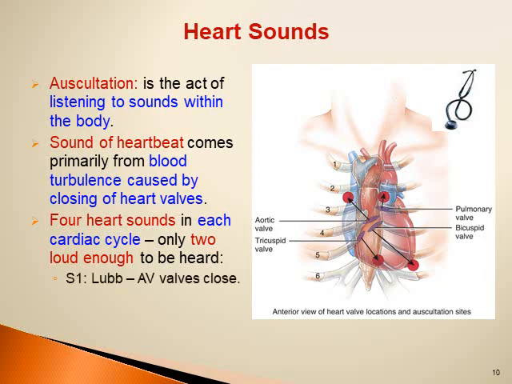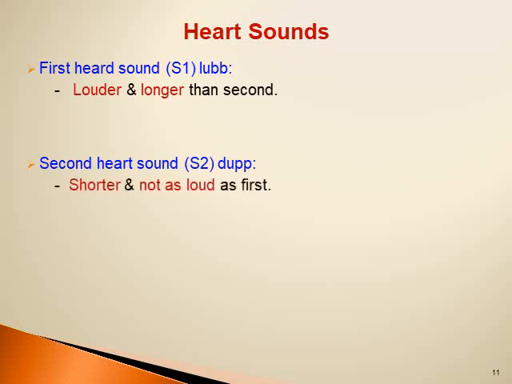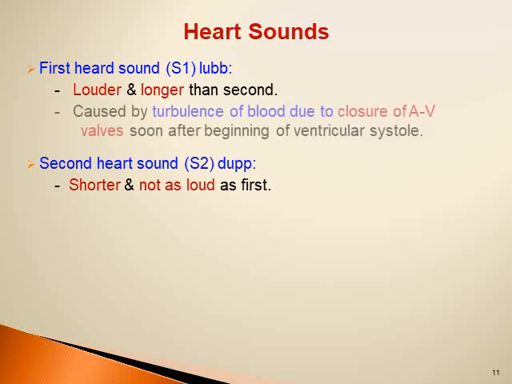The first heart sound, which is heard as the sound of lub, is due to the closure of the atrioventricular valves, the mitral valve and the tricuspid valve. Then the second heart sound, which is S2, is heard like dub. It is due to the closure of semilunar valves. The first heart sound, S1 or lub, is louder and longer than the second heart sound. The second heart sound, S2, is shorter and is not as loud as the first heart sound.